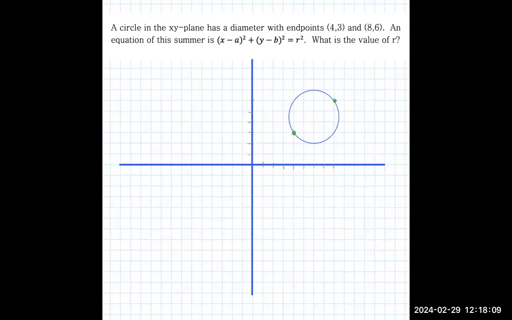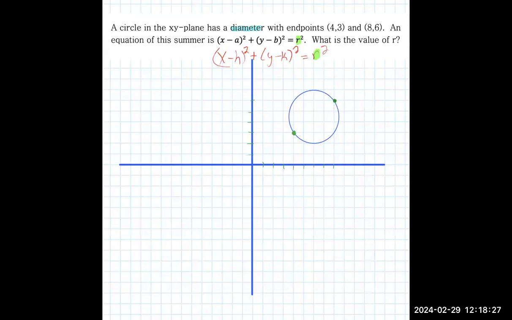Now, r in the circle equation is the radius. So this equation here, you absolutely should know by heart. And so you should know that if the question is asking you for r, it's asking you for the radius of the circle. Now, what we have is the diameter.